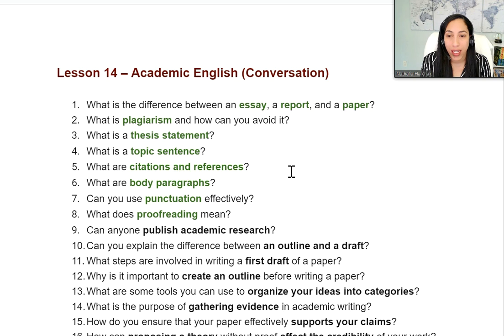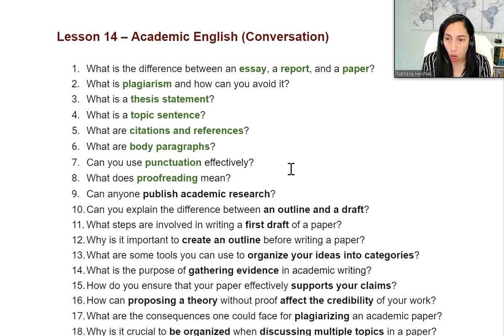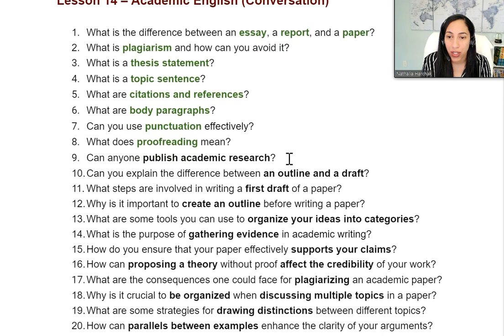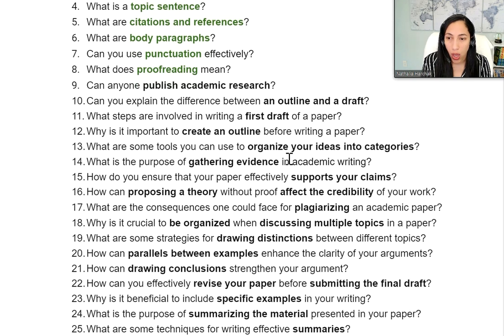What's the difference between an essay, a report, and a paper? What is plagiarism and how can you avoid it? What is a thesis statement? What is a topic sentence? What are citations and references? What are body paragraphs? Can you use punctuation effectively? What does proofreading mean? Can anyone publish academic research?